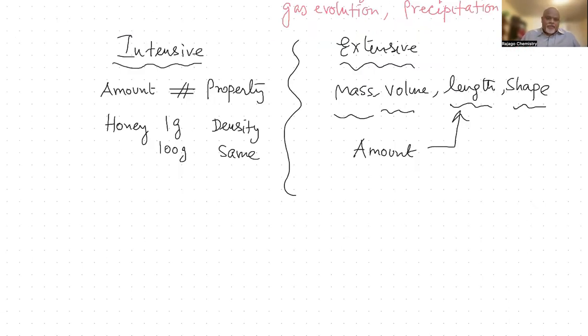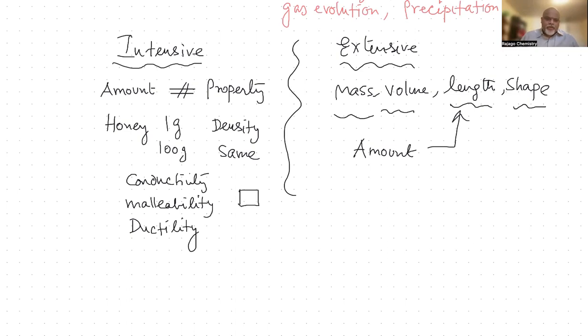If you have conductivity, malleability, ductility, all these things are intensive properties, because it does not matter. If you take iron, whether you take a small piece or a very big piece, the conductivity is going to be the same. The malleability, the strength you need to bend or to squeeze, is going to be the same. So basically, it is not going to get affected by the amount.